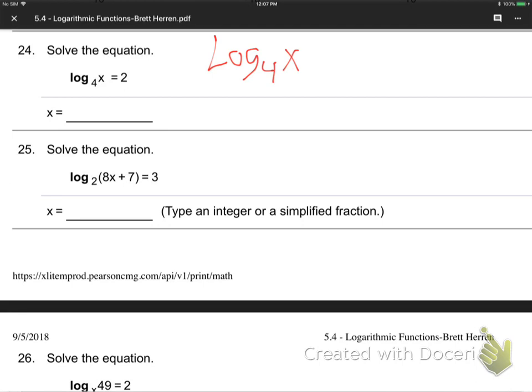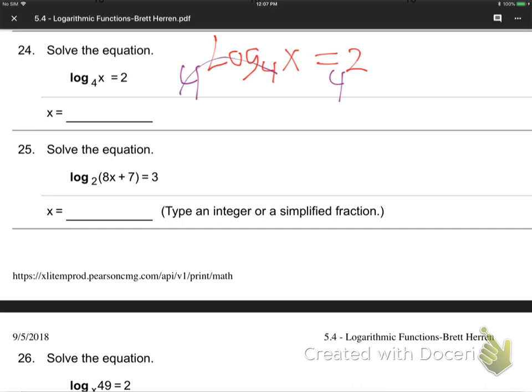So log base 4 of x is 2. We want to solve that problem right there. So what do we do to get x alone? X is buried inside of a log function. How am I going to get that log off of it? You do the inverse of a log. And what's the inverse of a log? An exponent. What base should I put? The same base. Yeah, 4.